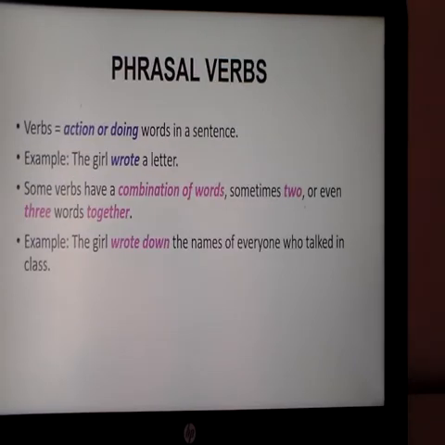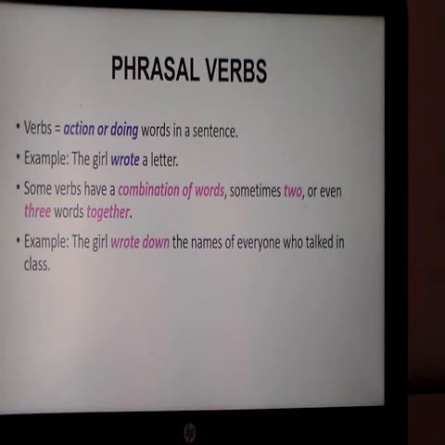And then phrasal verbs. Remember, verbs are our action or doing words in a sentence. Typically, the girl wrote a letter, I cried last night, we woke up this morning. So those are all action or doing words. And then some verbs have a combination of words, sometimes two or even three words together. So instead of having only one word in the sentence that is my verb, I have more than one. Those are called phrasal verbs.